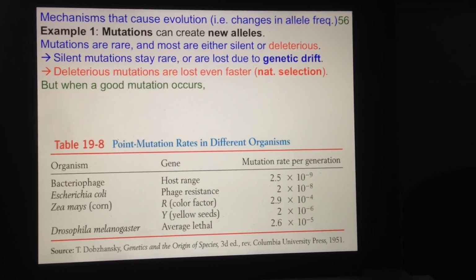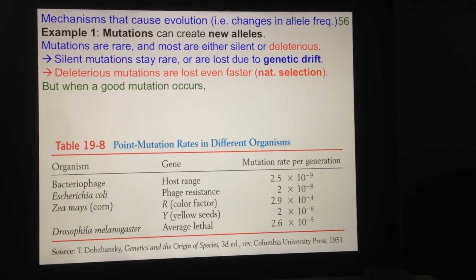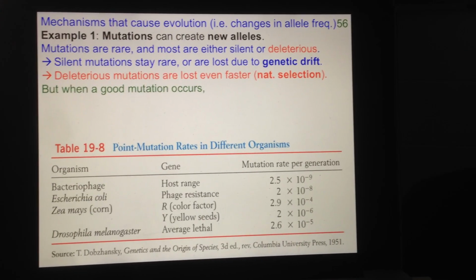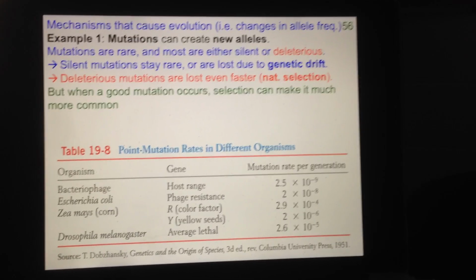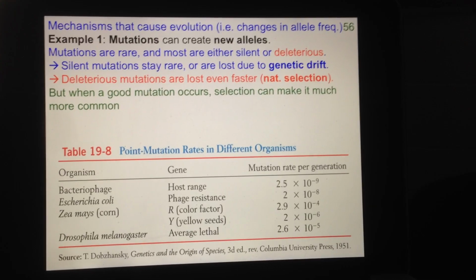But once in a long while, a mutation actually makes things better and gives an allele that increases fitness. Then you would expect natural selection to make it much more common. So natural selection is not random; it picks up the ones that do good and makes them way more common.